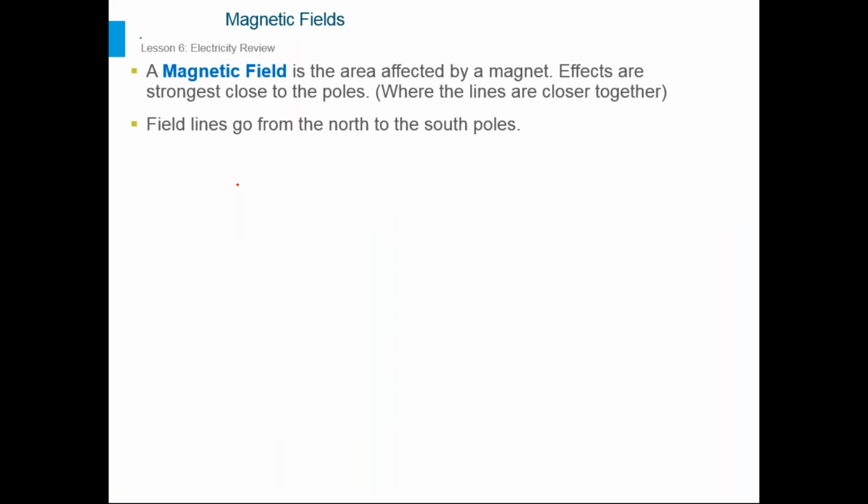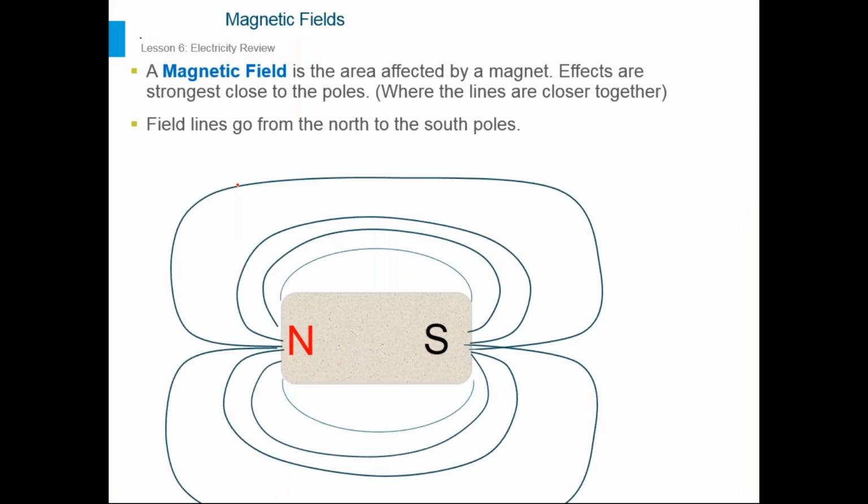The poles are places where the magnetic field's attraction is the strongest. Magnets have an area around them that they can affect. This area is called a magnetic field. Lines of a magnetic field start at the North Pole and curve around to the South Pole.